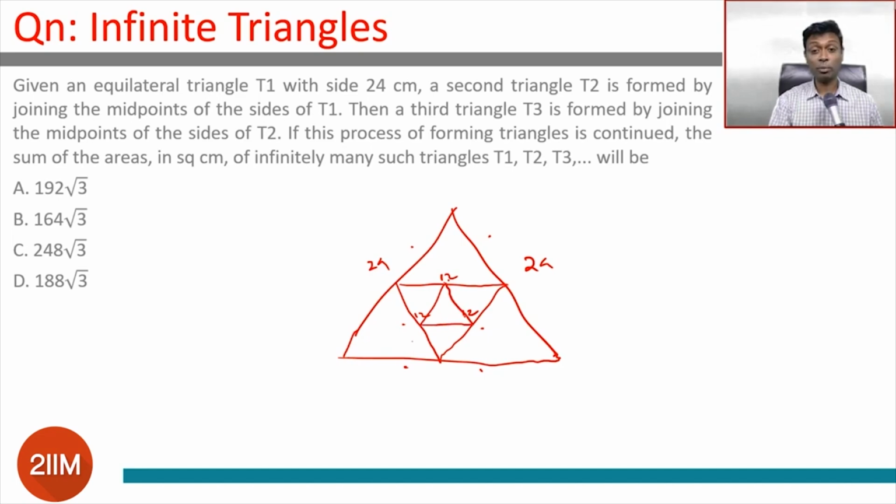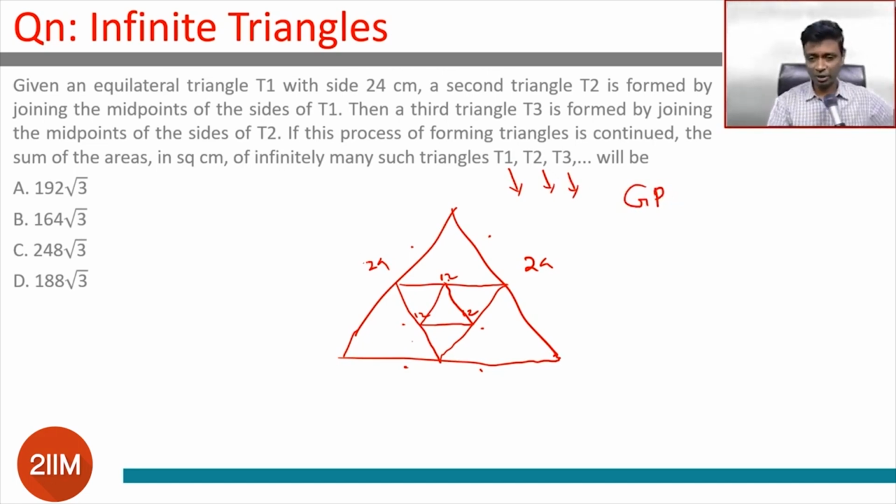If the process of forming triangles is continued, then find the sum of the areas in square centimeters of infinitely many such triangles. Oh, wonderful. Find the area of T1, then T2, then T3. To start with, these will form a geometric progression. Why so? Because we've been asked for an infinite series. It has to be diminishing. I can sense that it is going to be a GP.